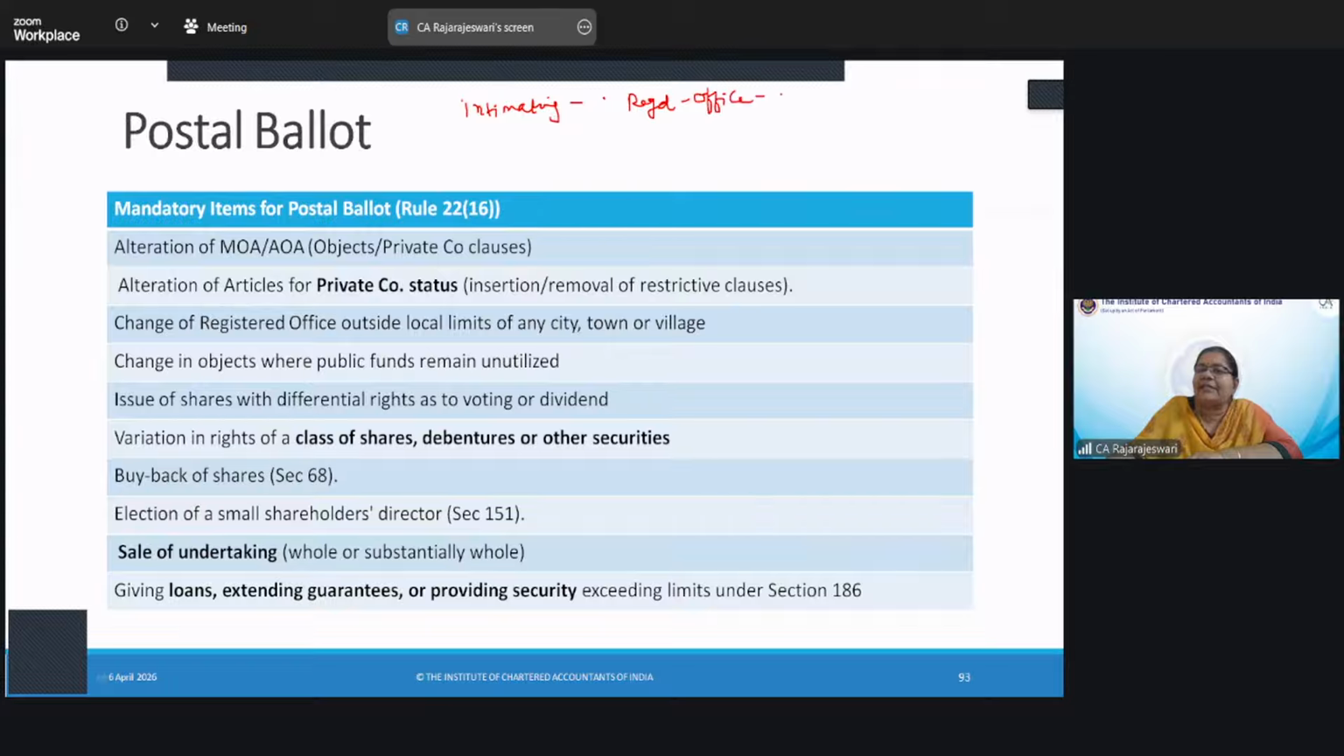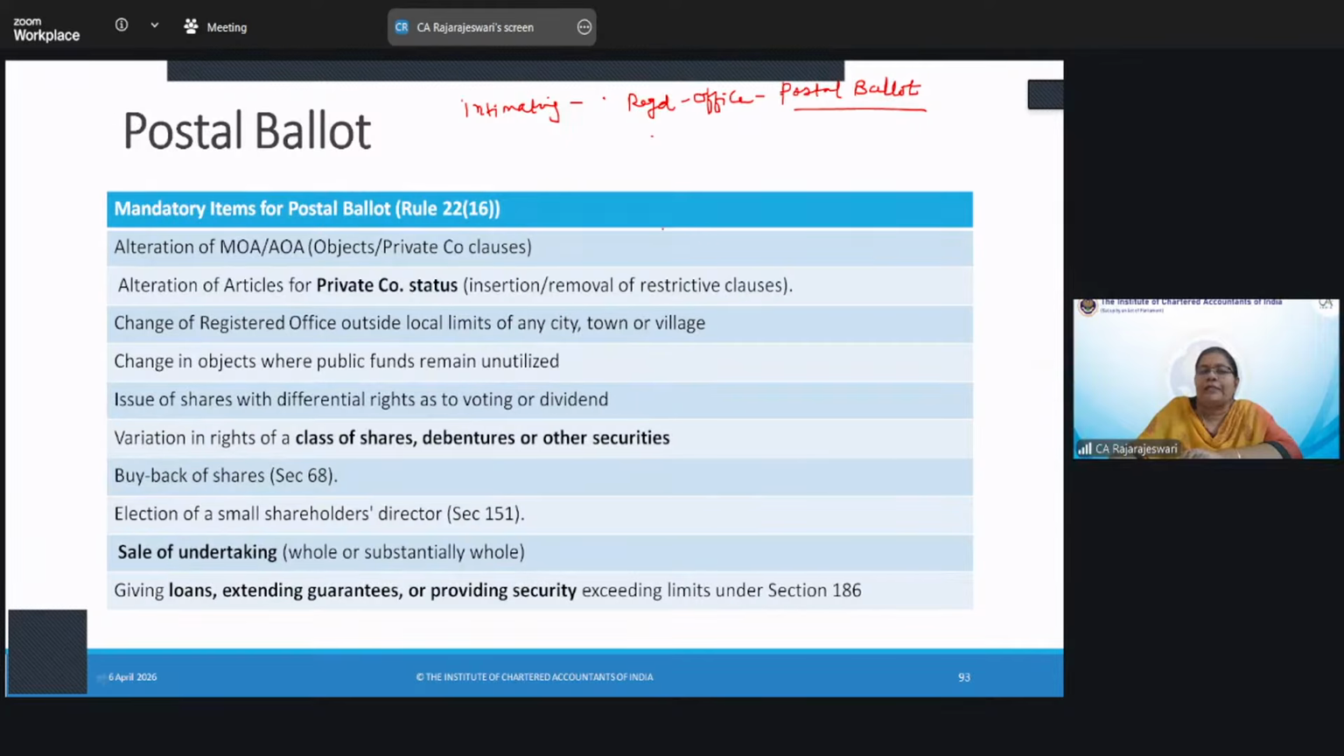See, I may be in Delhi, and I may be voting for a registered office company in Mumbai. In that case, I may not go physically, so postal ballot will be helpful. I can vote through the post. That is called a postal ballot. There are certain items wherein those transactions compulsorily should be done through postal ballot. What are they? This is a very important concept which one should understand.